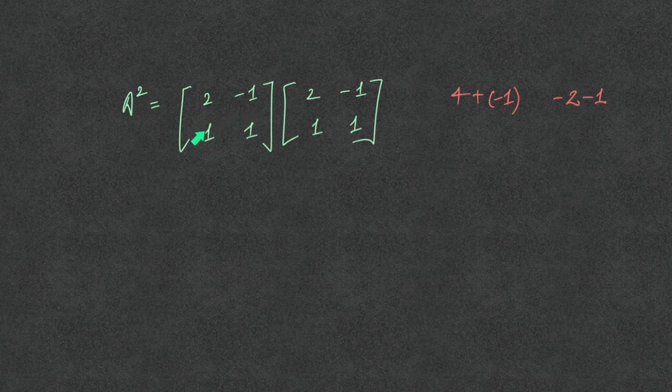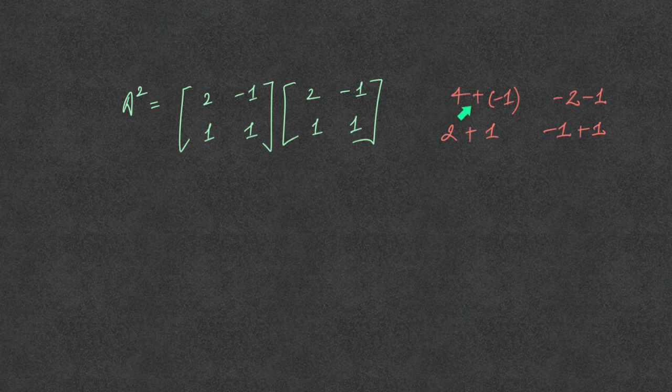Now this row will multiply with this column for the third entry and with this column for the fourth entry. So 1 into 2 is 2, and 1 into 1 is 1, so this will add. Now this 1 with this minus 1 becomes minus 1, and 1 with this 1 multiplies and becomes 1, which will add here. So these are the entries of A square.